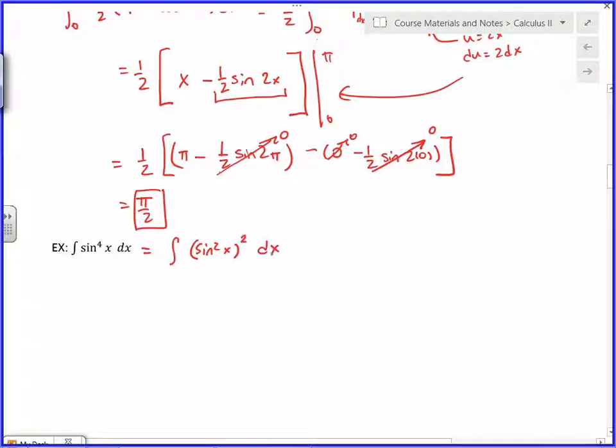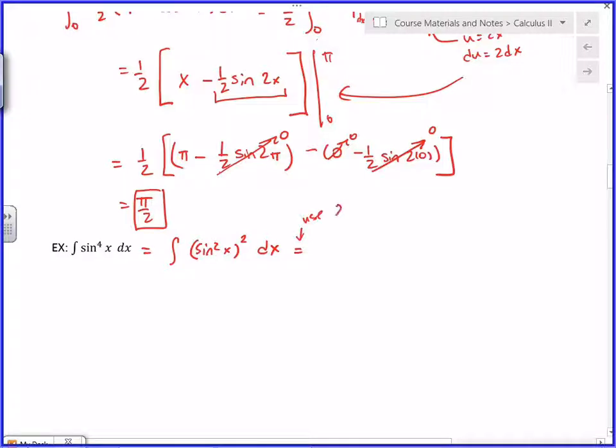2. And if that had been sine to the 6th, sine to the 8th, sine to the 10th, whatever, I just do sine squared to whatever power I have to multiply to get that number. If it was sine to the 10th, that would have been sine squared to the 5th. And now, I use that identity.